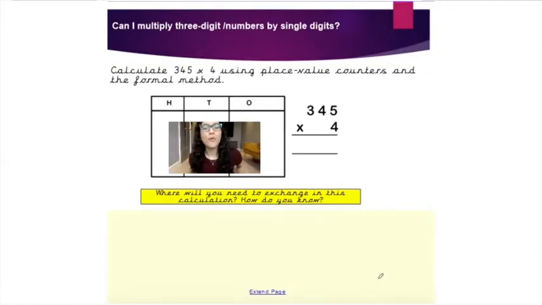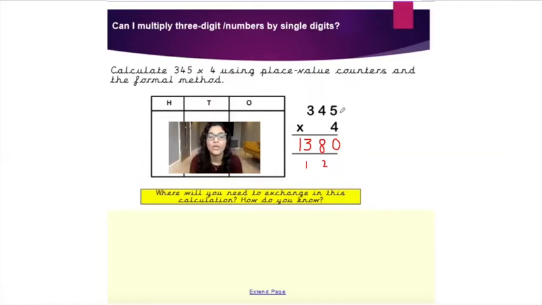Let's have a little bit more practice with another question. We have 345 times 4. Now you can use your counters if you'd like to, if you have them at home, or you can use the method that I've been showing you pretty much the whole way through, which is using the column formal method here. So pause the video, have a go. Remember, you should be multiplying 3 times when you're answering this question. Have a go, and then when you unpause, you will see the answer. Welcome back. So if you got the answer 1,380, you are absolutely spot on correct.